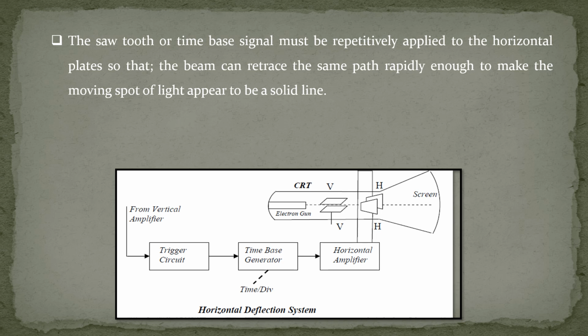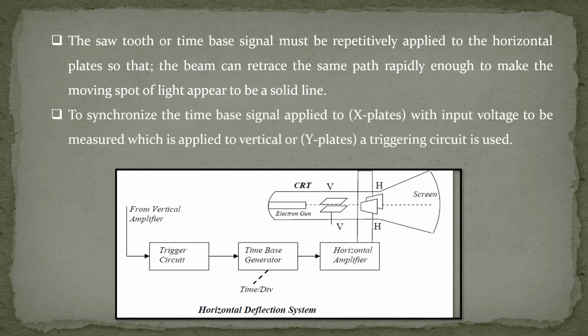The sawtooth or time-base signal must be repetitively applied to the horizontal plates so that the beam can retrace the same path rapidly enough to make the moving spot of light appear to be a solid line. To synchronize the time-base signal applied to the X plates with the input voltage to be measured, which is applied to the vertical plate or Y plate, a trigger circuit is used.